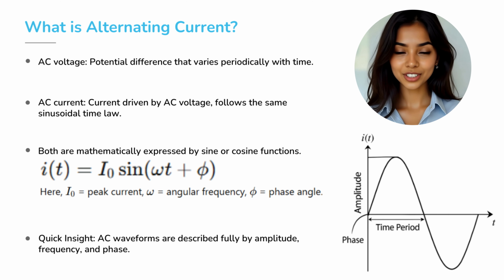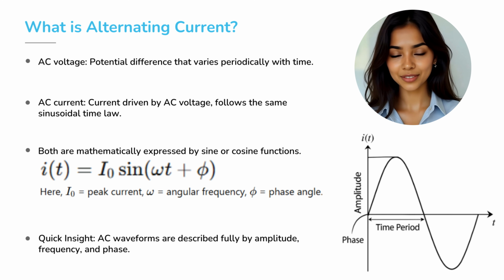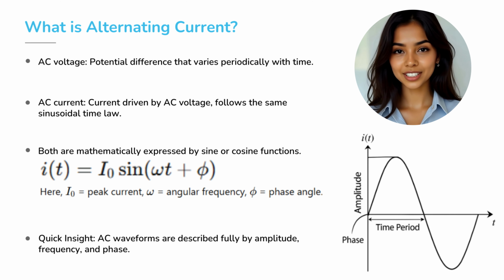Have you ever noticed that the electricity powering your fan, fridge, or even the lights in your room isn't a one-way steady flow? Instead, it keeps reversing direction. That's because most of the electricity we use is alternating current or AC.